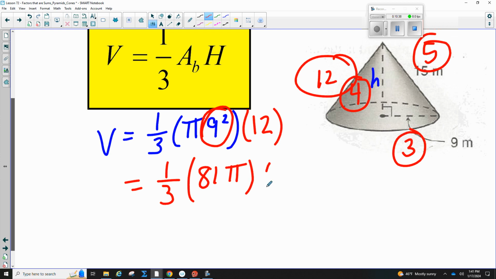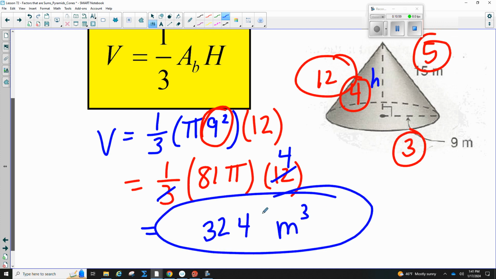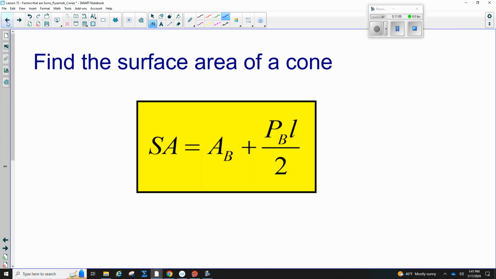All right, we can divide the 3 into the 81 or the 3 into the 12. So let's say I divide the 3 into the 12. That gives me 4. Then I have to do 4 times 81. What is that? Okay. Meters cubed, because it's volume. All right. Oh, did I forget the pi? I lost the pi. Thank you, guys.